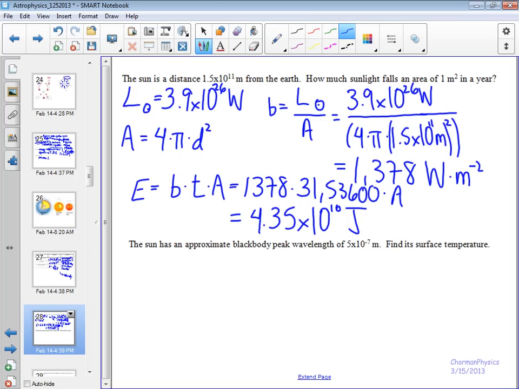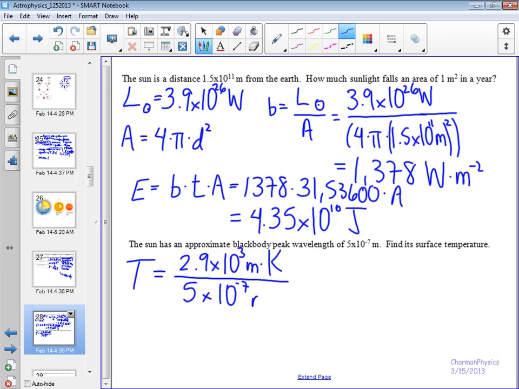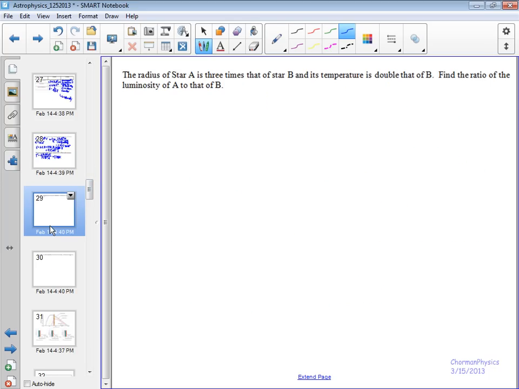Okay? So if we know that the sun is an approximate black body with a peak wavelength of 500 nanometers, we can find the surface temperature just using Wien's displacement law, and we do that. This is how we say the surface of the sun has a temperature of about 5800 Kelvin.